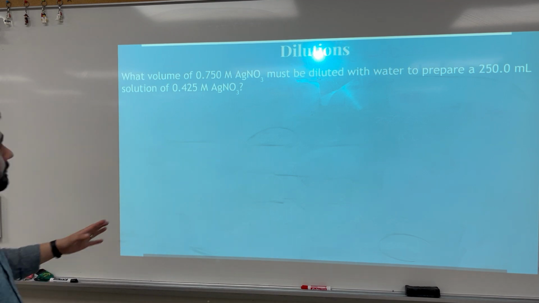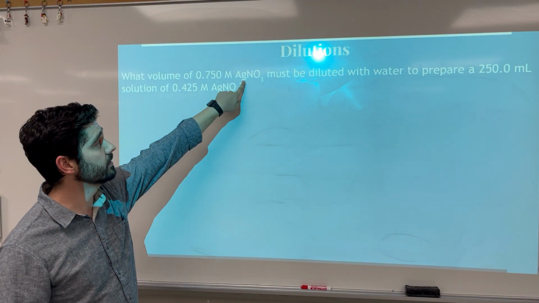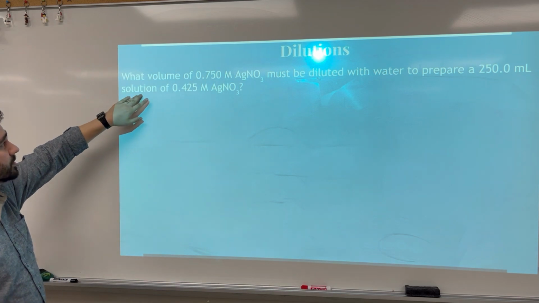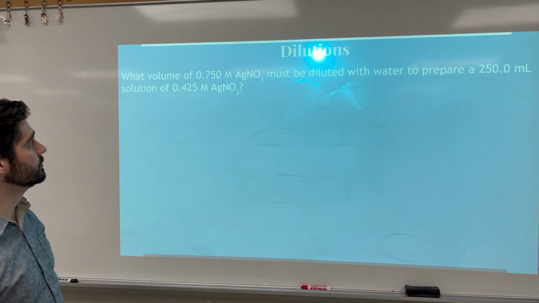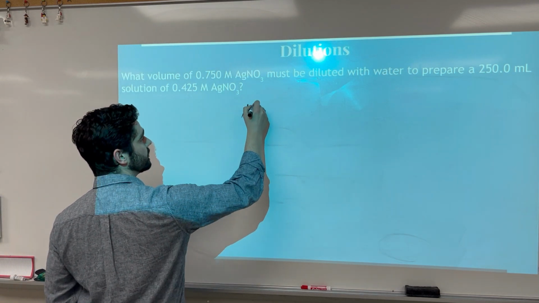Okay, so very similar problem. What volume of a 0.750 molar silver nitrate solution needs to be diluted in order to make a 250 milliliter solution that has this diluted concentration, 0.425 molar? Okay, so here we go, similar thing. We're just gonna skip right to our equation.